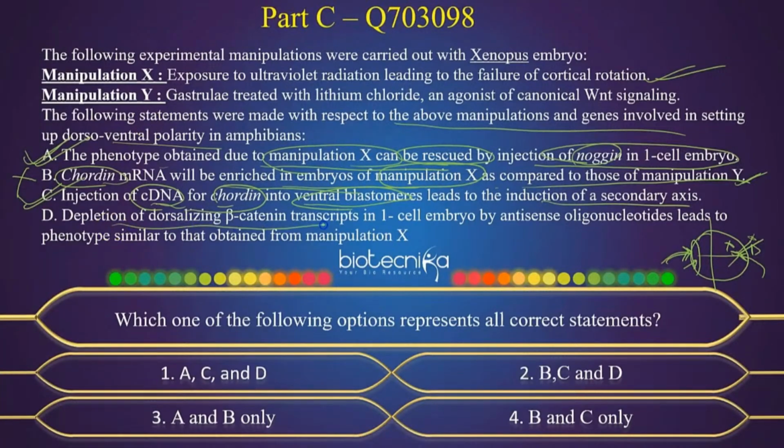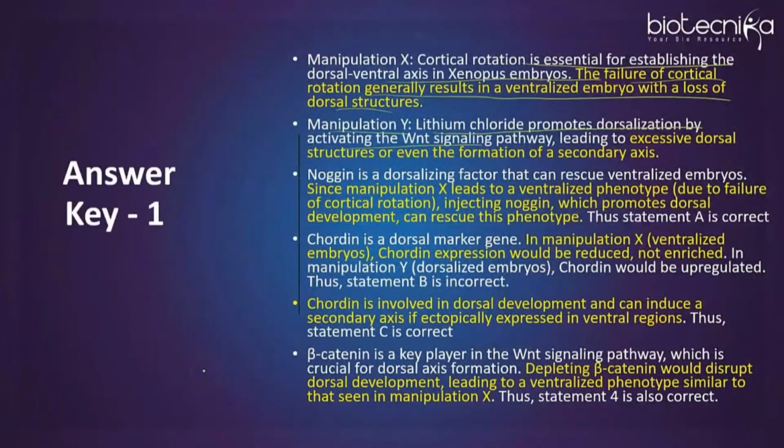And depletion of dorsalizing beta catenin transcripts in one cell embryo by antisense oligonucleotide leads to a phenotype similar to that obtained from manipulation X. If you deplete, meaning lower the beta catenin transcript in a one cell embryo by using antisense, then you cannot expect the beta catenin to be present towards the dorsal side, which is the same as what happens in embryo X. So even D is correct. The correct option over here is 1, C and D. This answer is correct.